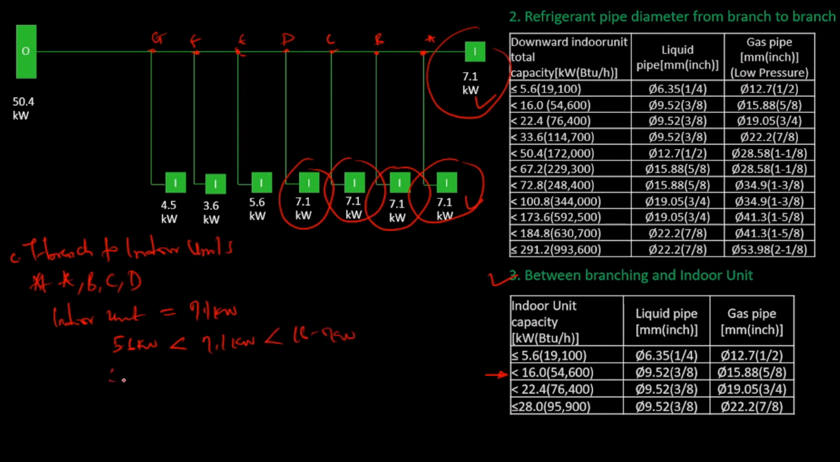Therefore, on the liquid side it's 9.52 millimeters, while for the gas side it's 15.88 millimeters. Okay, so that's for A, B, C, and D, just to save time. So next we'll look at branch E, and then branch F and branch G.